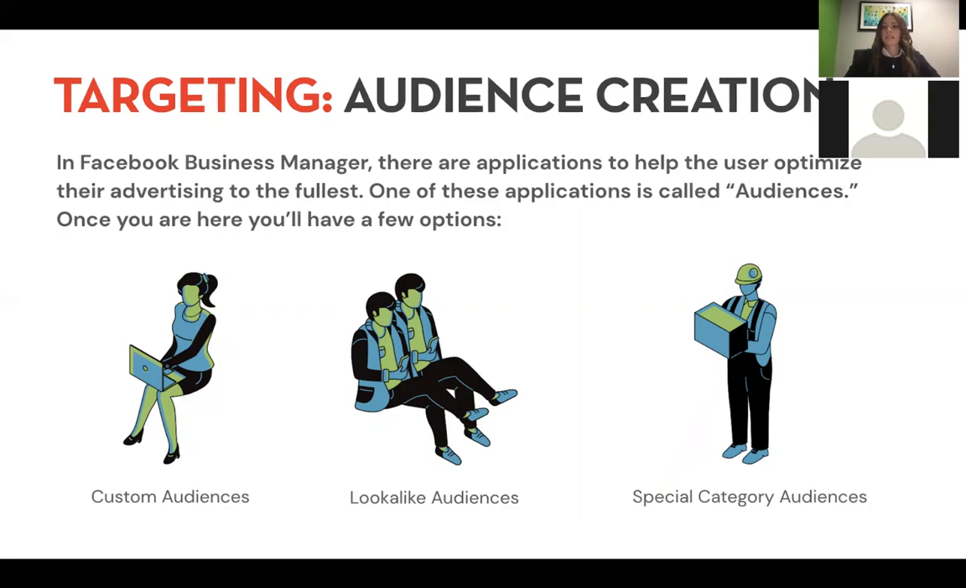The first one is the custom audiences. Within custom audiences, you also have a few options there. So I'll talk about 4 of those. The first is web traffic. We can build audiences based off of people who visit our website, who interact with different pages on our website through our Facebook pixel. The second is Facebook and Instagram engagement.